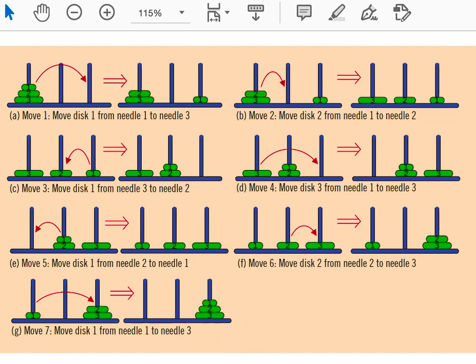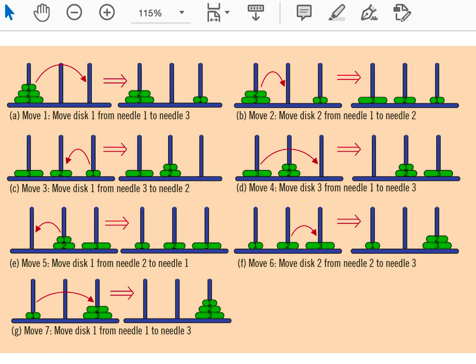So let us now generalize this problem to the case of 64 disks. To begin, the first needle contains 64 disks. Disk number 64 cannot be moved from needle 1 to needle 3 unless all the top 63 disks are on the second needle, right? So first, we move the top 63 disks from needle 1 to needle 2. And then we move disk number 64, right?